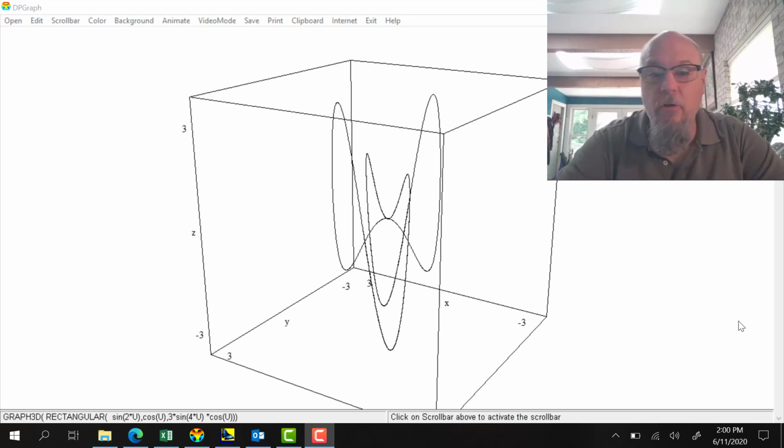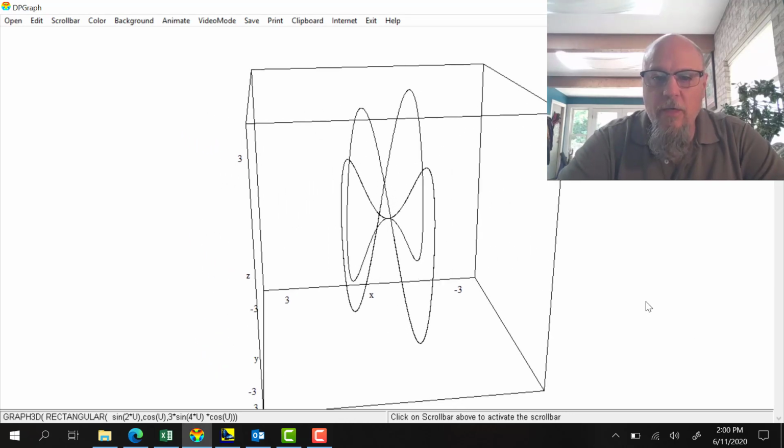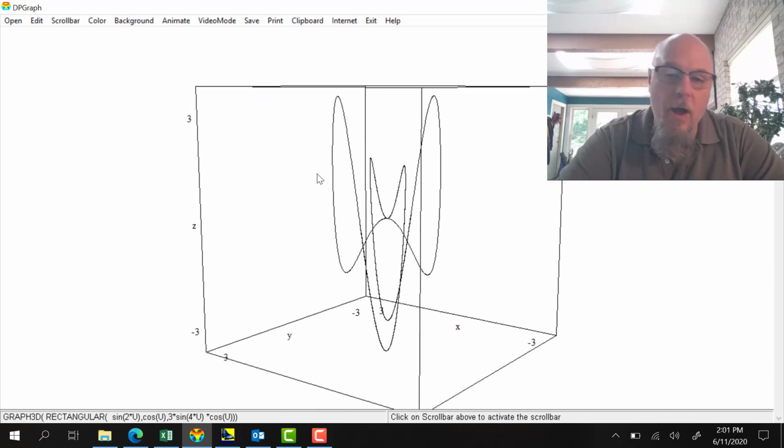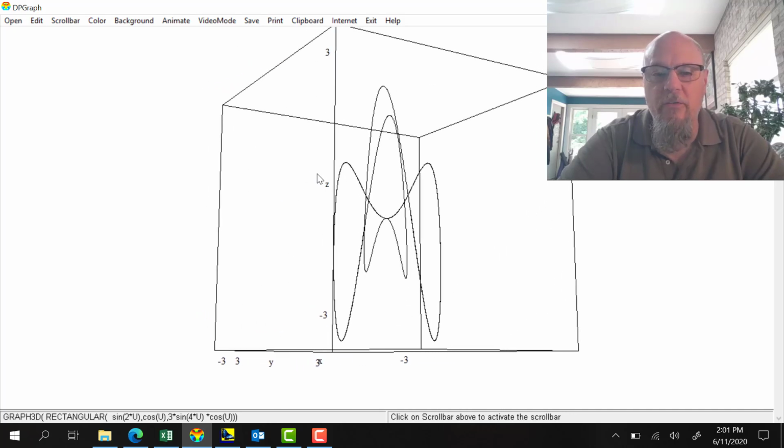So here I've got a space curve. And when we draw these space curves, these vector functions, we know that its position is given by, in this case it's 3D, so r of t is given by an x, a y, and a z, and the x coordinate's a function of time, and the y coordinate's a function of time, and the z coordinate's a function of time.